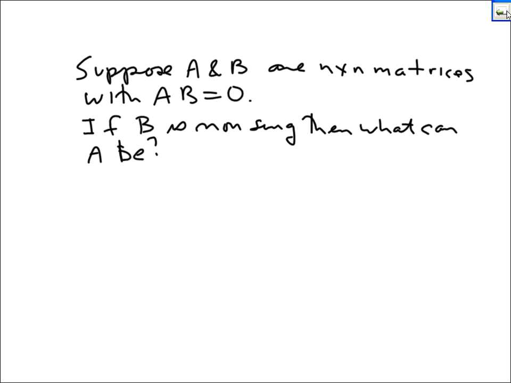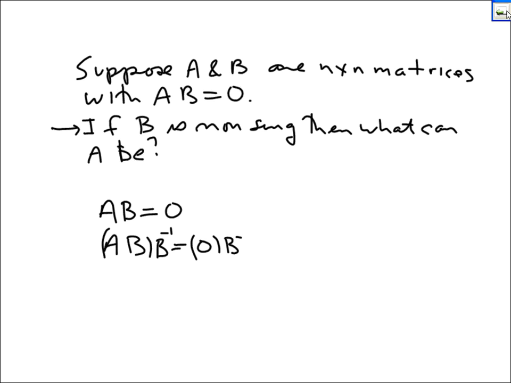The answer is, I hope, almost obvious. You have AB is equal to the 0 matrix. And all you're really told is that B has an inverse. So why don't we multiply by the inverse? AB, B inverse. I can move the brackets. Instead of bracketing the first two, I can bracket the last two.